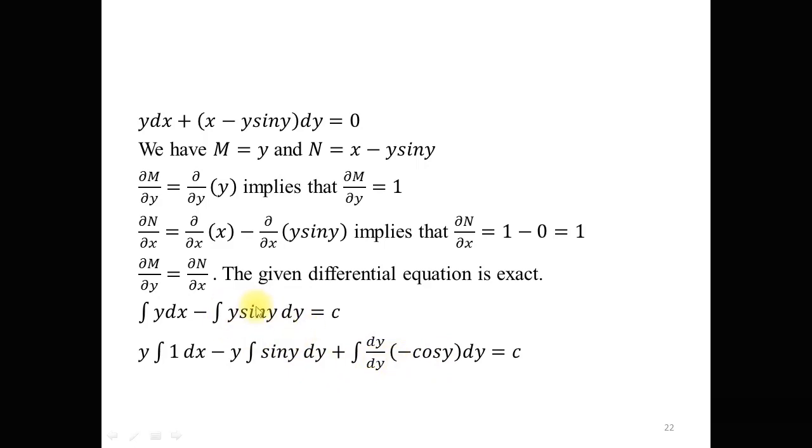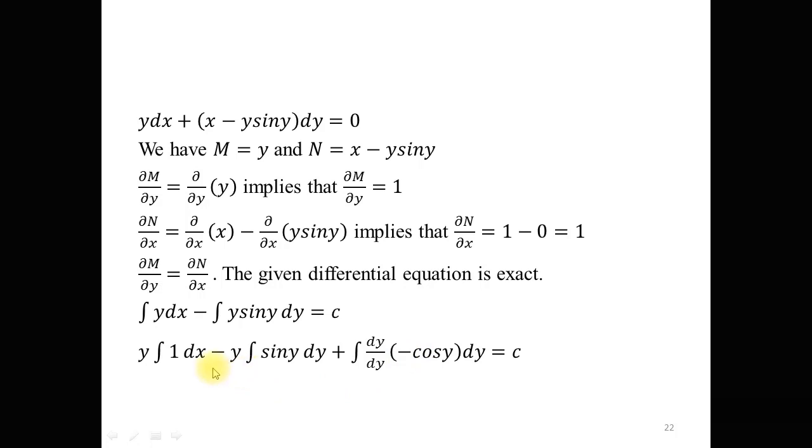Dear students, there are two functions multiplied, y multiplied by sin y, so for the integration we use integration by parts. So first integration of second minus whole integration of derivative of first into integration of second. But why is this term plus? Because we have a minus symbol in the coefficient. So first integration of second, minus plus whole integration of derivative of first into integration of second. The integration of second is minus cos y.